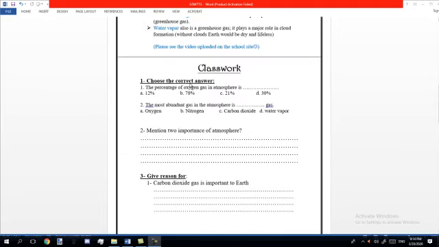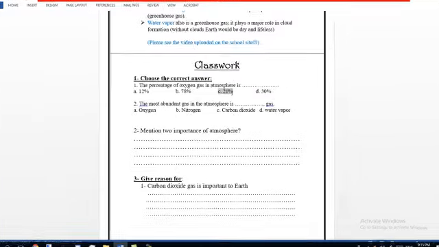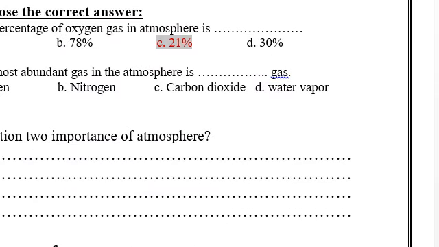Let's first see the classwork, or the first question, which is: choose the correct answer. Number 1, the percentage of oxygen gas in the atmosphere. What is the percentage of oxygen gas? As we said, it's what? Yes, it's 21%. The most abundant. Abundant means found a lot. The most abundant gas means the gas that's found in a greater ratio in the atmosphere.